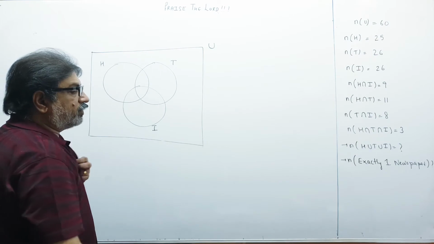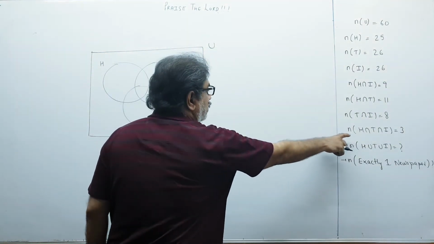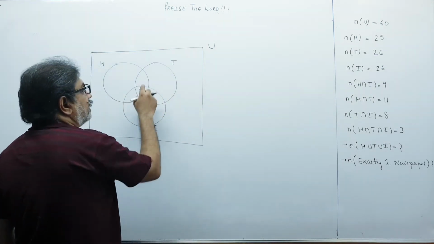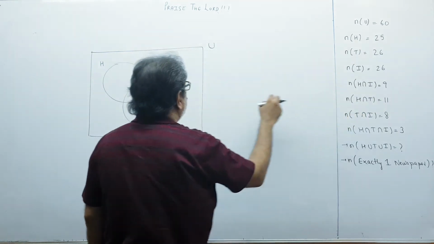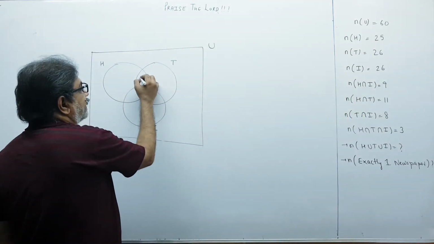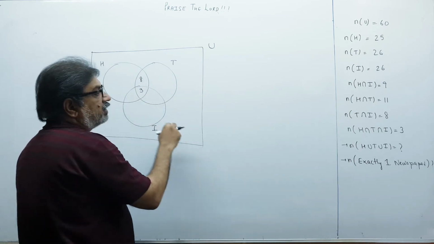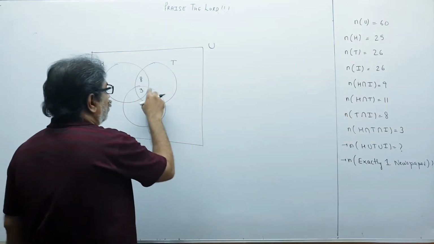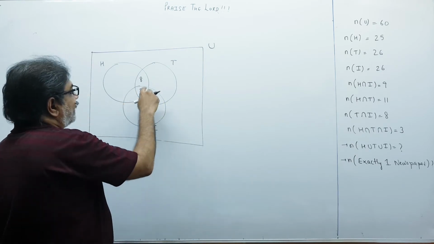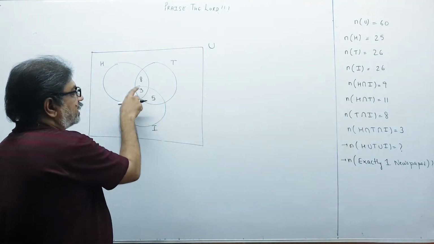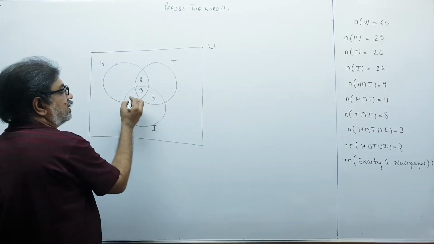I told you, first of all, fill up the intersection. So what is the intersection of all the 3? It is given to me as 3. I write 3 over here. H intersection T is this region. How much is that? 11. Out of 11, 3 are gone, so here 8 remain. This is T intersection I, which is 8. Out of 8, 3 gone over here, so 5 remain over here. This is H intersection I, which is 9. Out of 9, 3 gone here, so 6 remain here.